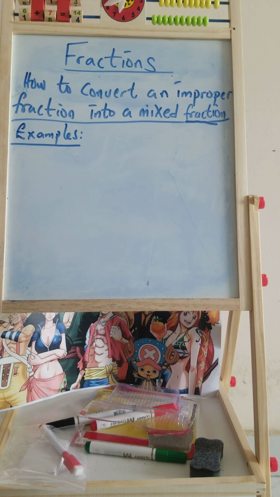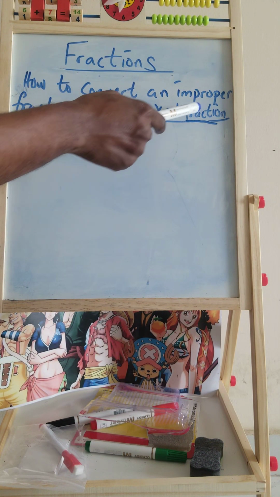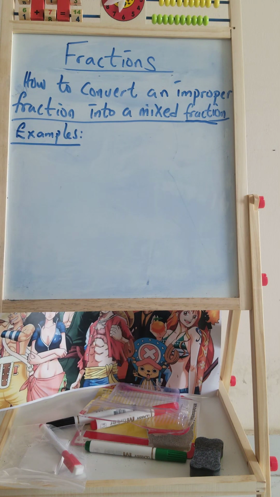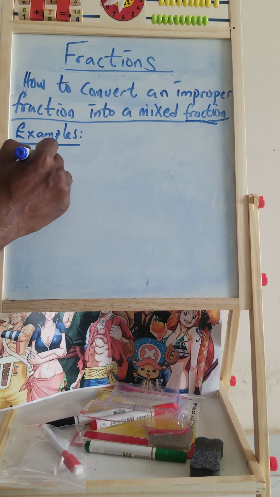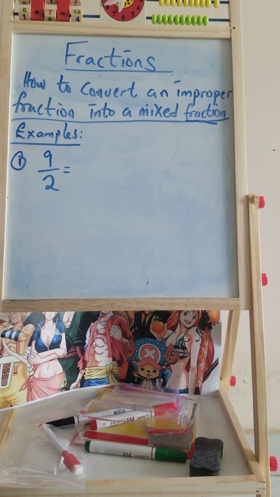So now, in this video, we'll talk about how to convert an improper fraction into a mixed fraction. This particular part is very important because in some cases, when we simplify fractions, sometimes we have our answers in improper fraction. Don't forget, I said an improper fraction is that fraction that its denominator is smaller than the numerator. Take for example, I have 9 over 2. This is an improper fraction. So in some cases, when we simplify fractions, we get our answers as an improper fraction.